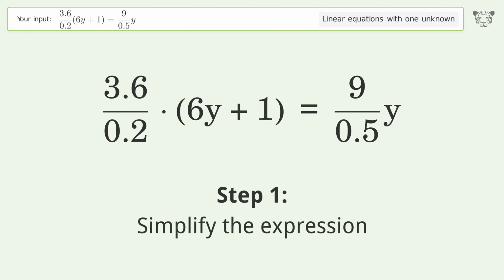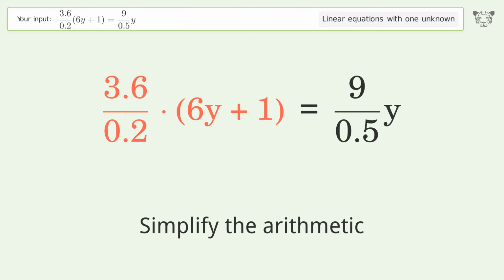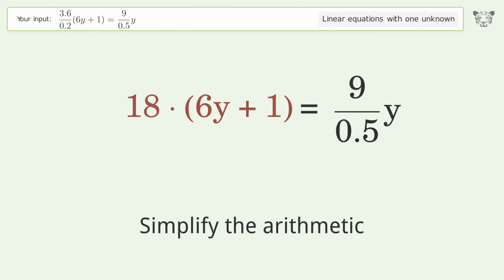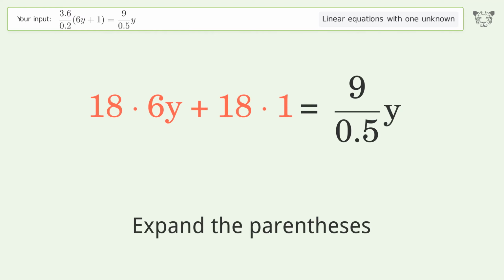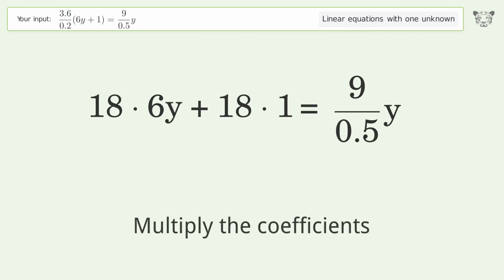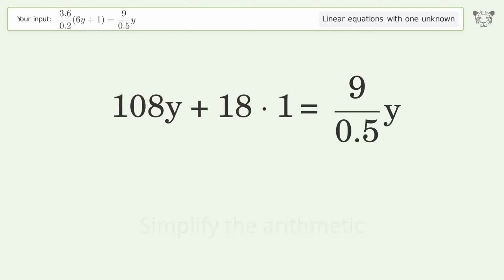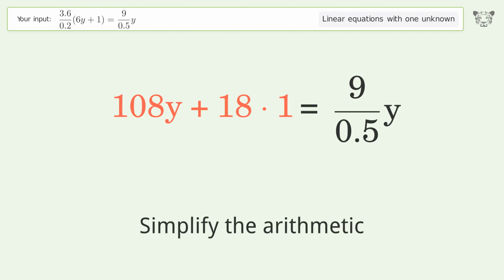Simplify the expression. Simplify the arithmetic. Expand the parentheses. Multiply the coefficients. Simplify the arithmetic.